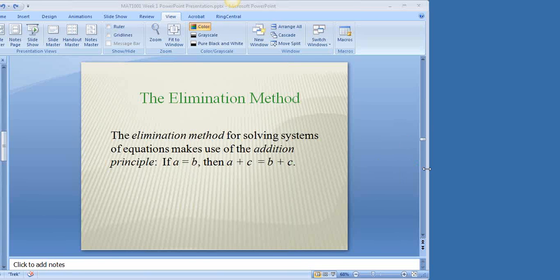All right, well, welcome back. We are now going to talk about the elimination method. Remember, we have three methods for solving systems of equations. We've got the graphing method, we've got the substitution method, and now we're going to talk about the elimination method.